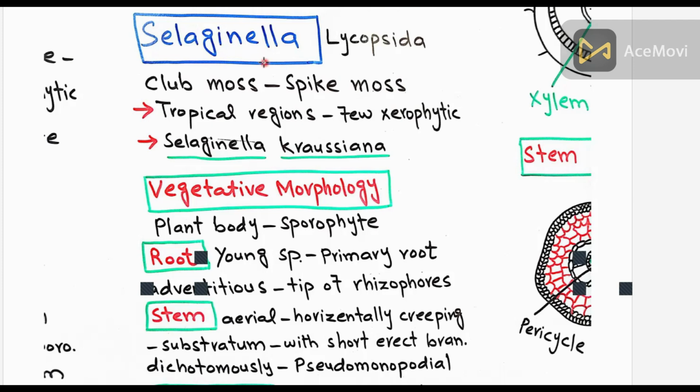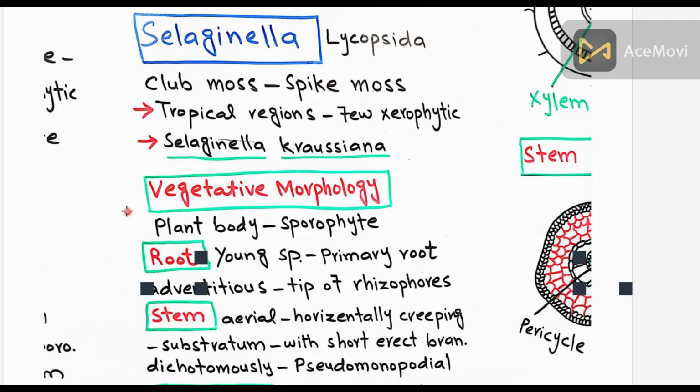Selaginella. Selaginella is a member of Lycopsida. Selaginella is commonly known as club moss or spike moss. It is abundant in tropical regions, growing on the ground in damp or shady places. But certain species are xerophytic. The most commonly found and widely studied species is Selaginella kraussiana.